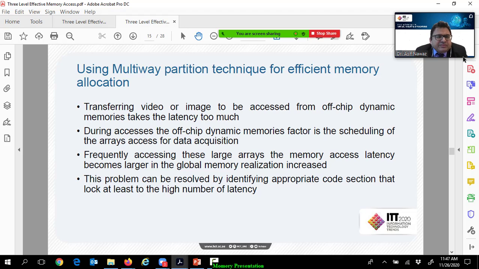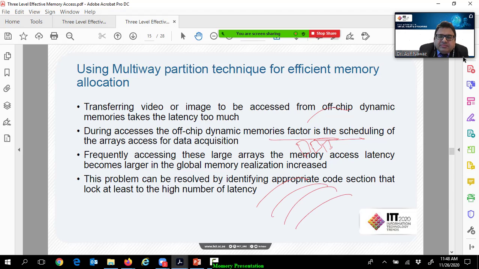And when we transfer video or image from the off-chip, this is very, very fast. It has to be fast. But for our approach, we are reducing latency, but on the other side, it is increasing the chip area, which is increasing the cost. But again, we can think of this and we can optimize it. So off-chip dynamic memories involve scheduling the arrays, and frequently accessing these large arrays of the memory.